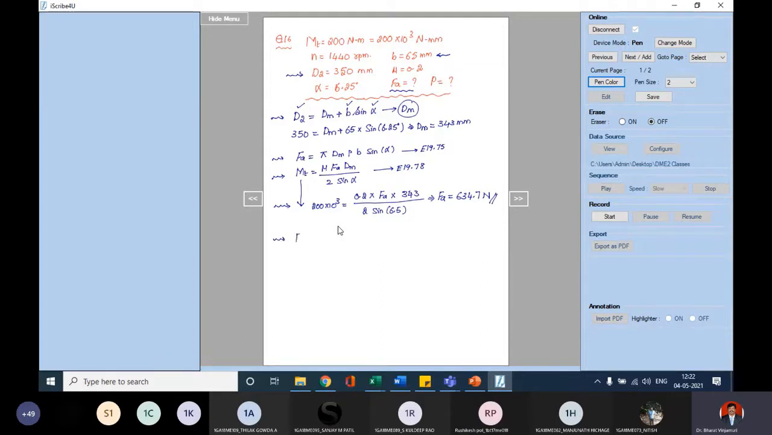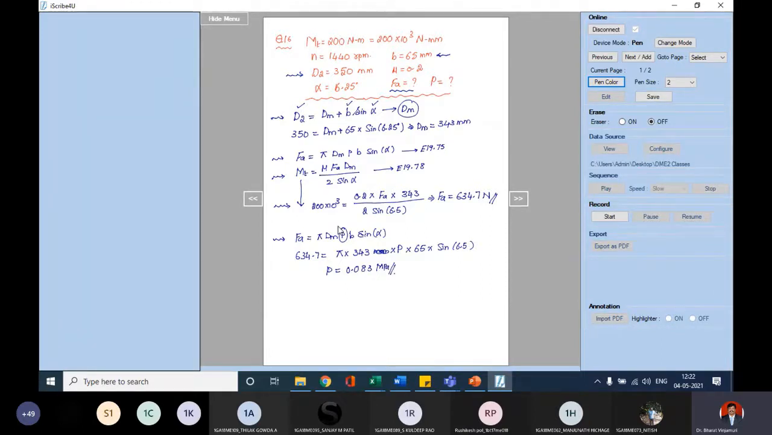Now I'll use this equation: Fa is equal to pi Dm p b sin alpha. I'll be trying to find the value of p here. So once again, 634.7 is equal to pi into Dm. Dm is nothing but the diameter, 343 mm, into p into b, which is 65, into sine 6.5. How much is the value of p? 0.083. One minute. Your problem is done.